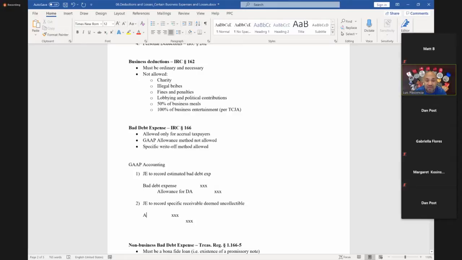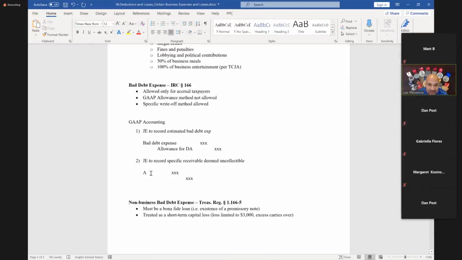Same principle here, but you're going to debit allowance for doubtful accounts, and then you're going to credit accounts receivable. So it has the same purpose as when you debit accounts receivable and then collect an account: you're bringing that customer's account back to zero. So the journal entry I'm referring to is debit allowance for doubtful accounts, credit accounts receivable. Remember, that's when you've already determined that specific account is uncollectible. That's when you write off for tax purposes. That's the only time you write it off.